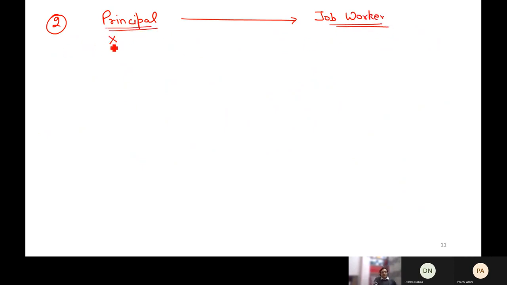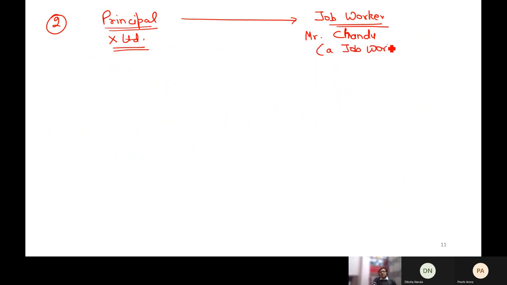Okay, next point now. Similarly, earlier the case was principal and agent, and now we have another relation, principal and job worker. This is also a relationship. I'm always giving one simple example. X Limited is the principal, for example, and Mr. Chandu is the job worker, for example. Who are job workers?